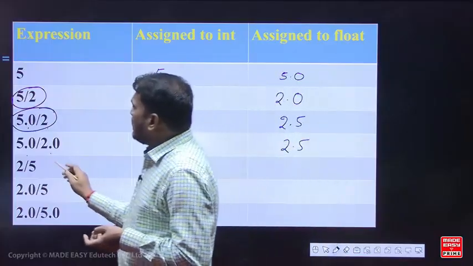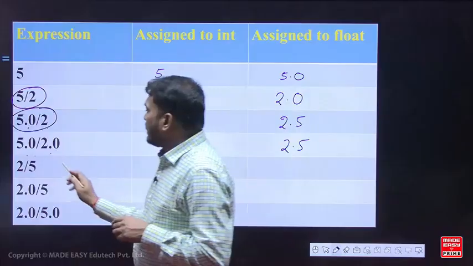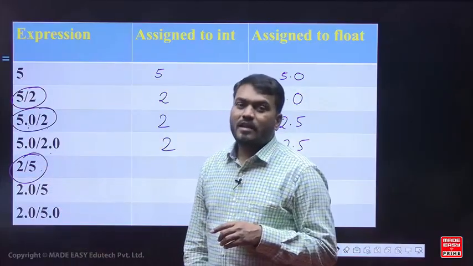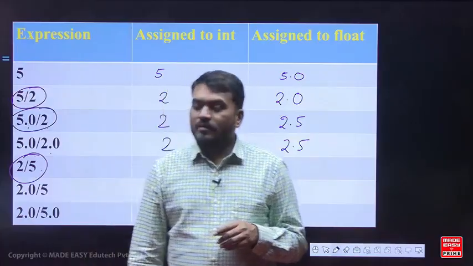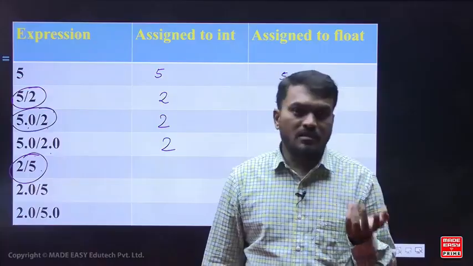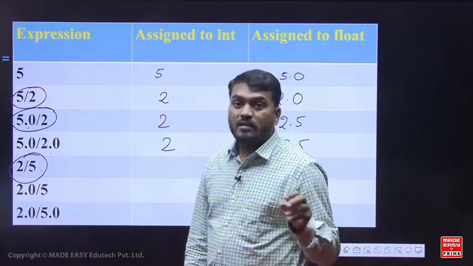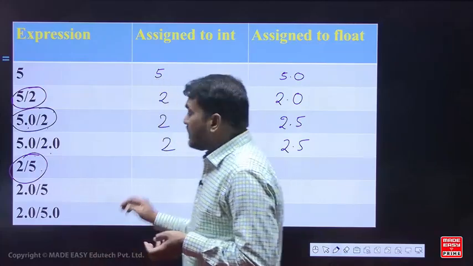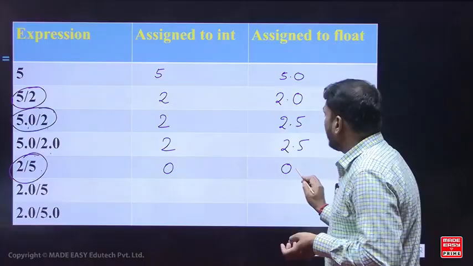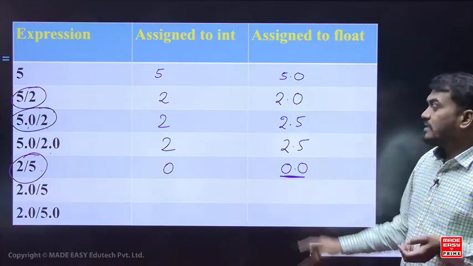And next, 2 divided by 5. Listen here, many students make mistakes in this. What is the answer according to C language? 2 divided by 5, both are integer, so output will be integer. The actual answer is 0. But remember, if I assign it to integer, it will print 0. If I assign it to float and print, it will print 0.0. Many students make mistakes in this.